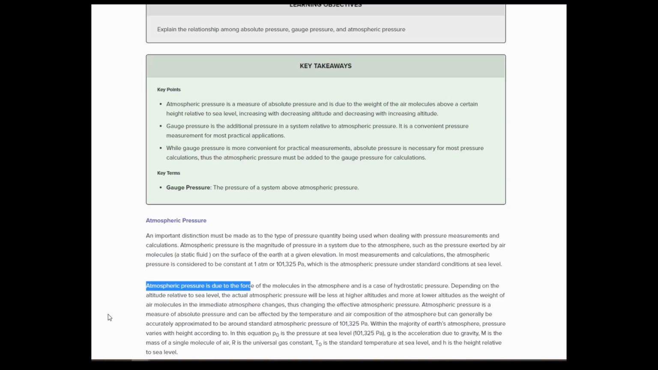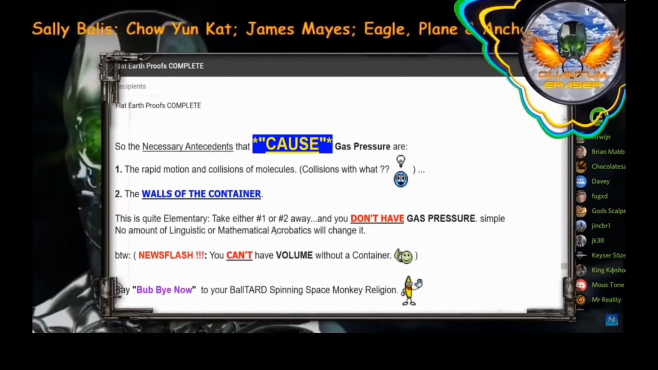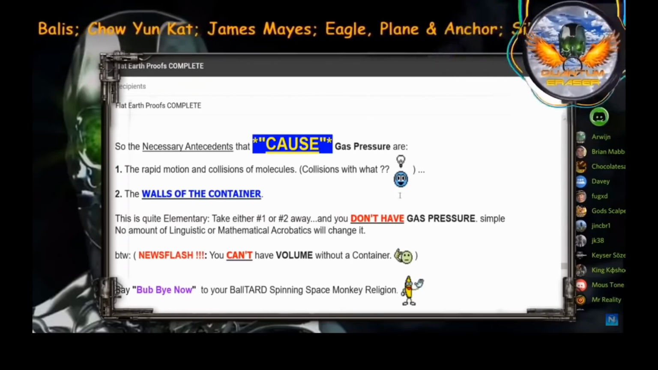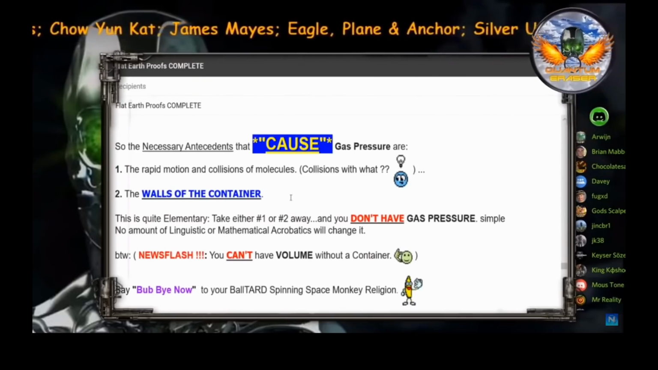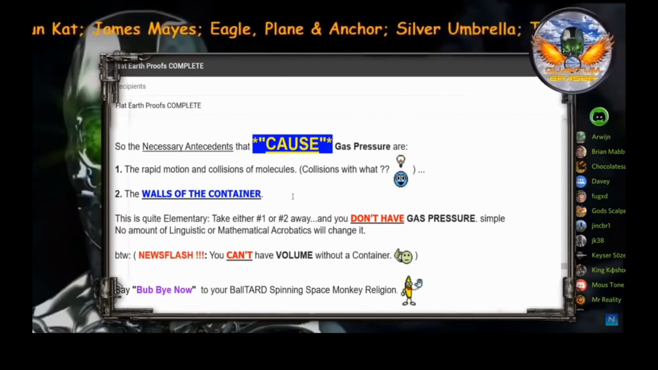Atmospheric pressure is a result of the weight of the atmosphere above you. That weight is determined by the acceleration of gravity. Get over it, you crotch waffle. This is quite elementary. Take either one or two away and you don't have gas pressure. Simple. No amount of linguistics or mathematical acrobatics is going to change it.